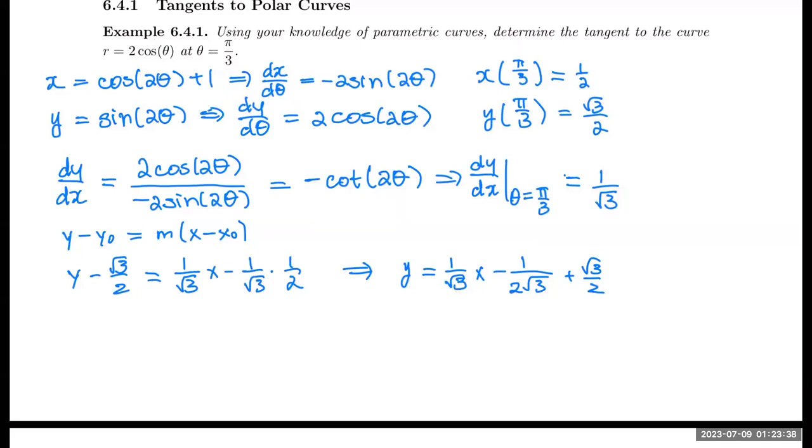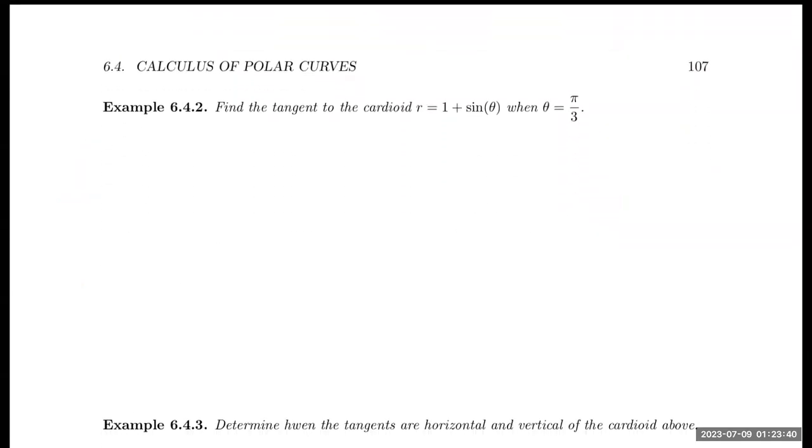Okay, so let's continue on. Let us find the equation of the tangent of the cardioid r equals 1 plus sine theta at theta being pi over 3. Let us assume that theta is between 0 and 2 pi, just to make things a bit easier for us to work with.